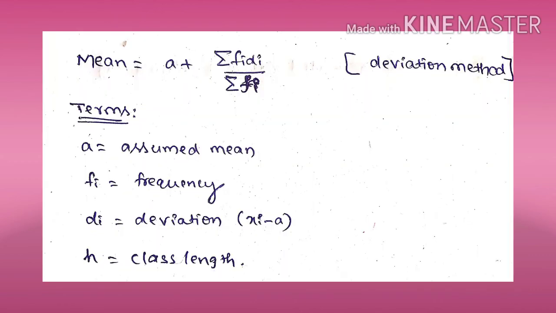One more formula: mean is equal to A plus sigma Fi di by sigma Fi. This is the deviation method. The terms are A is the assumed mean, Fi is the frequency, and di is the deviation, whose formula is xi minus A. These two formulas are generally used for grouped data. Right? Next, there are more formulae for the mean. Let's discuss that too.